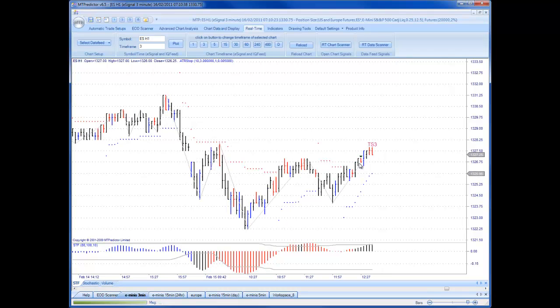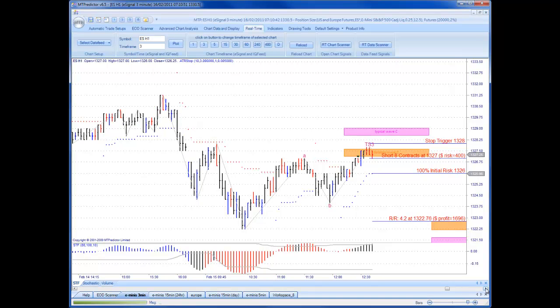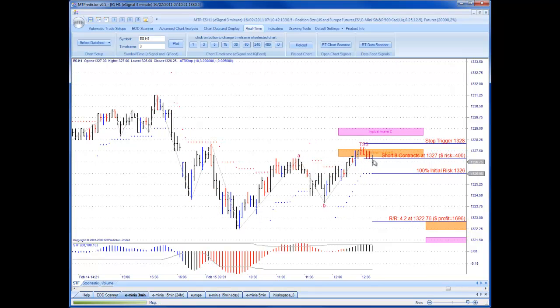A couple of bars later we have another TS3 sell appear on the chart. Black STF, so it's a perfectly valid trade, a standard MTPredictor trade. Let's put the analysis on. We put the analysis on here, so we'll be short from this level. Our protective stop would be here for a potential 4.2R trade. Move forward, the trade's now entered.